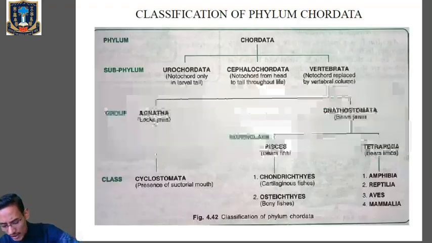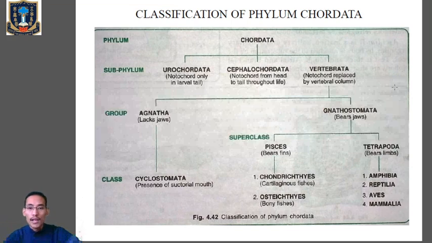We'll begin with the classification of phylum Chordata. So the phylum Chordata has been divided into three subphyla. Urochordata, where the notochord is present only in the larval tail. Then we have Cephalochordata, where the notochord is present from head to tail throughout life. And the third subphylum is Vertebrata, where the notochord is replaced by the vertebral column. Then the Vertebrata is further divided into two groups.